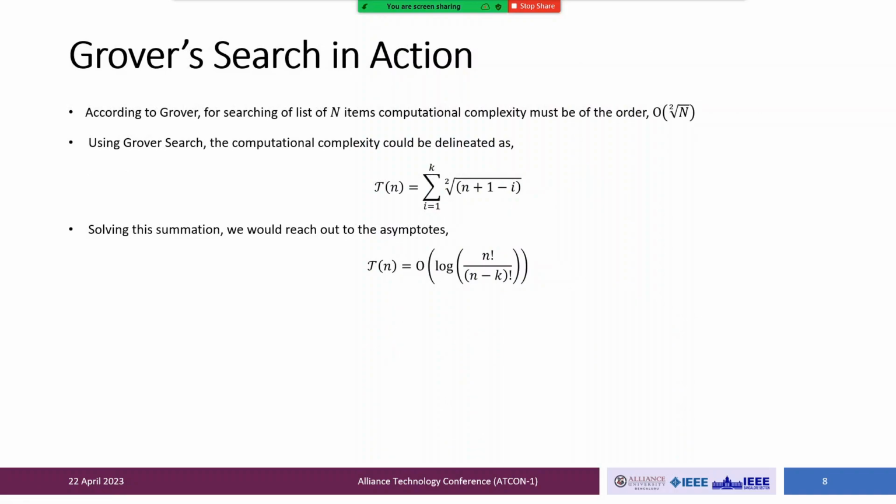Now, by making use of the Grover search, which is another quantum searching technique, we can search a list of n items in the order of O square root of n. By making use of this Grover search, the computational complexity could be delineated as the summation, i going from 1 to k, where the phi n part, which we have seen in slide number 3 or so, could be replaced by square root of n. And again, by solving this summation, we would conclude that this would be order of log of n factorial upon n minus k factorial.